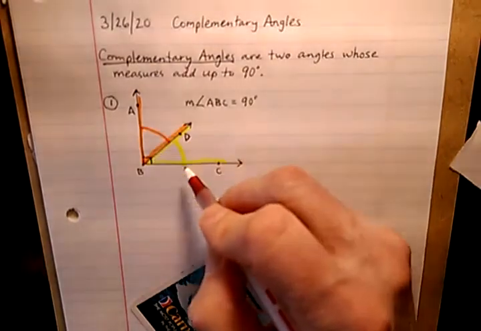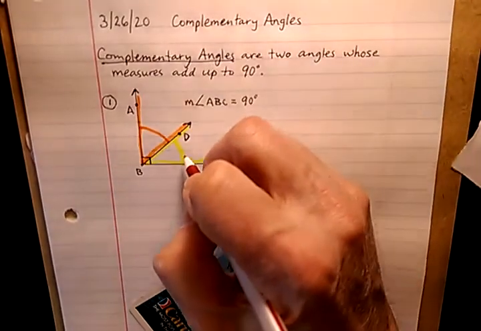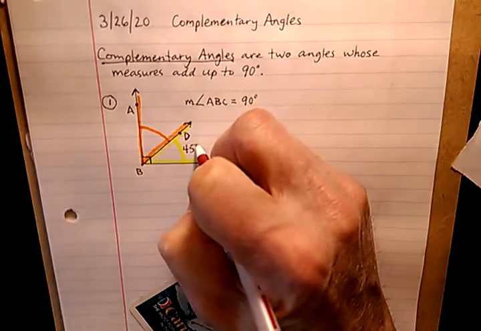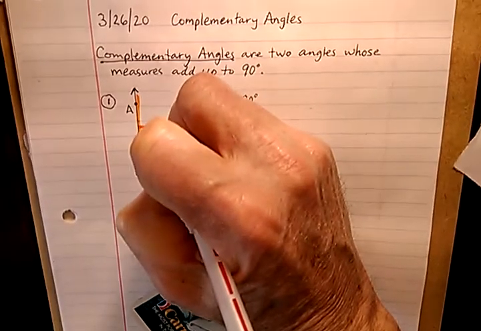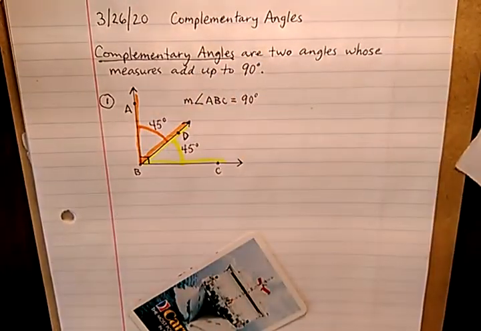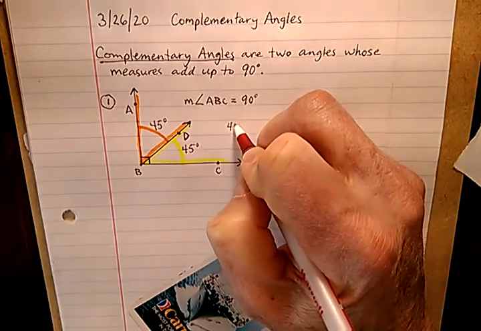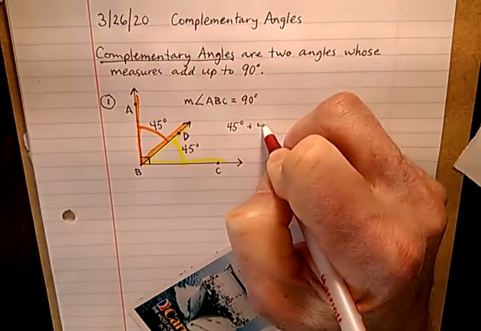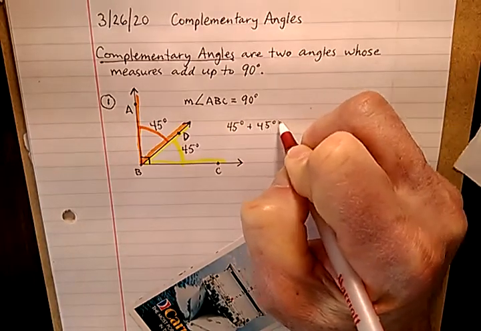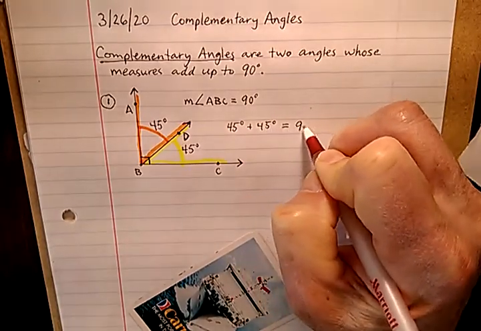If these are equal parts, that means this one has to be 45 degrees and this one has to be 45 degrees, because 45 degrees plus 45 degrees equals 90 degrees.